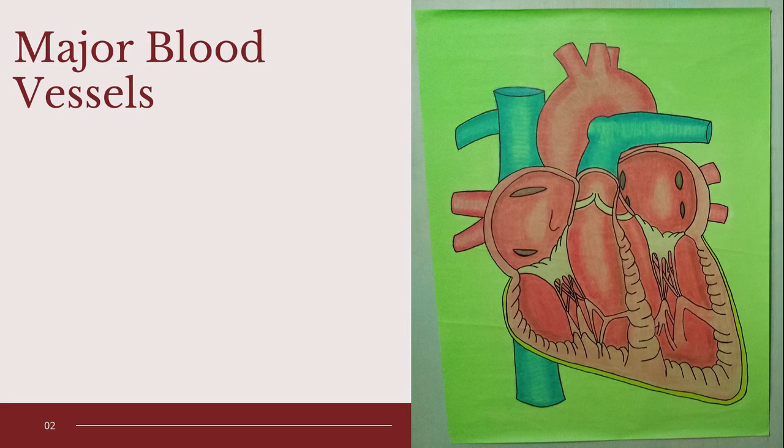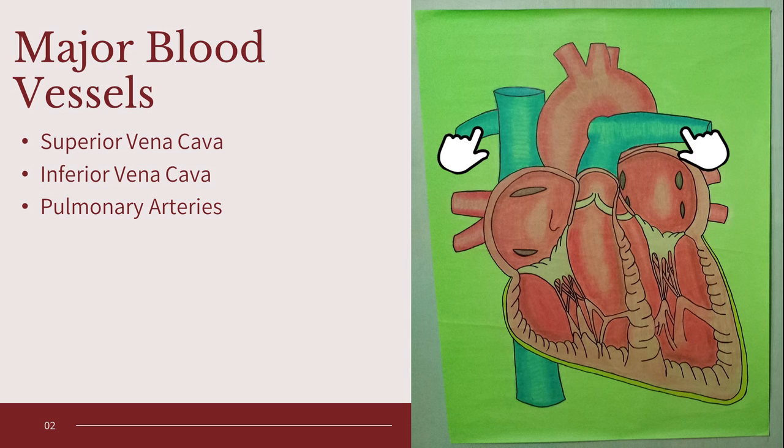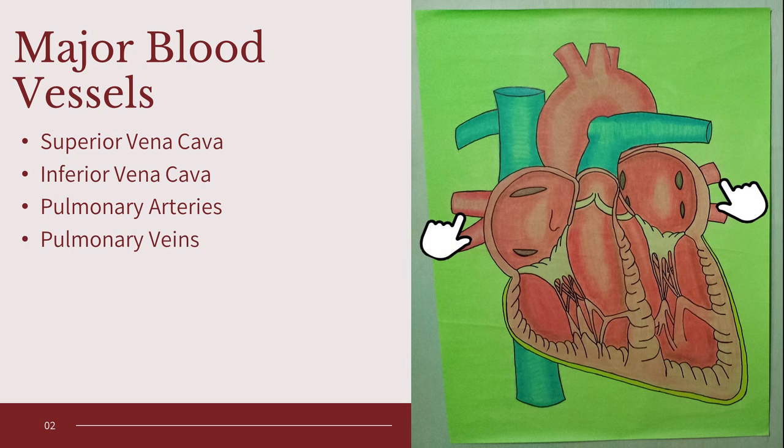We proceed to the major blood vessels present in the heart. First is the superior vena cava, the major vein for the upper half of the body. The major vein for the lower half of the body is called the inferior vena cava. Next are the pulmonary arteries, which carry the deoxygenated blood to the lungs, and then the pulmonary veins, which carry oxygenated blood from the lungs. Lastly is the major artery of the body, the aorta.